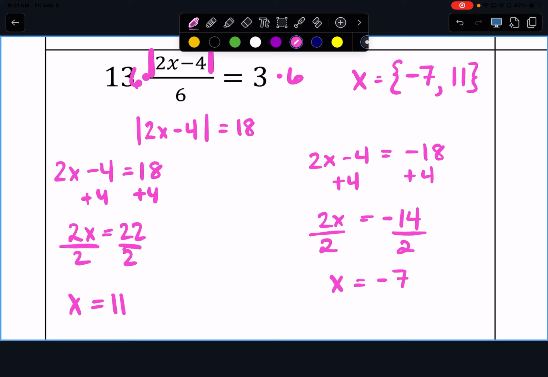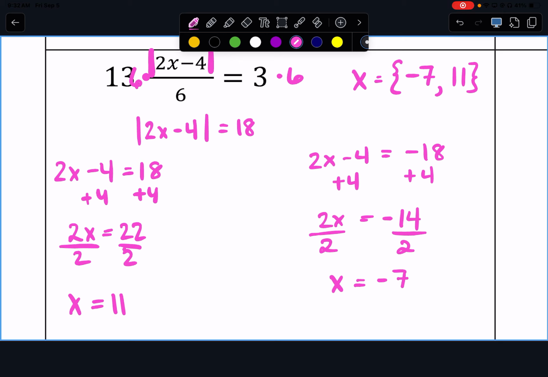A negative divided by a positive is a negative, right? Emma, what did you get? x equals negative 7 and positive 11. And that is how we set those up and solve.